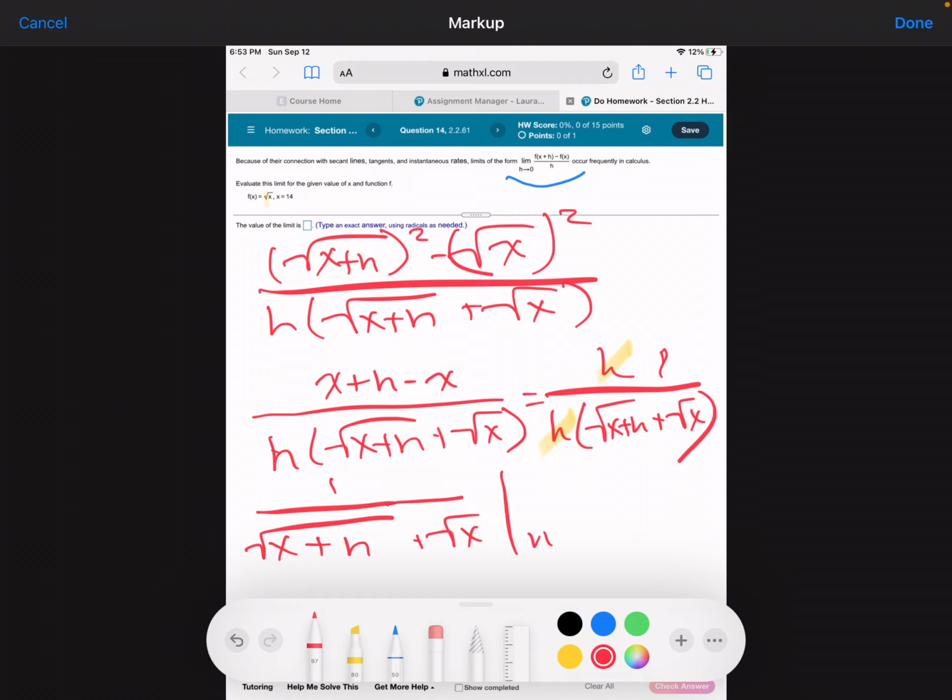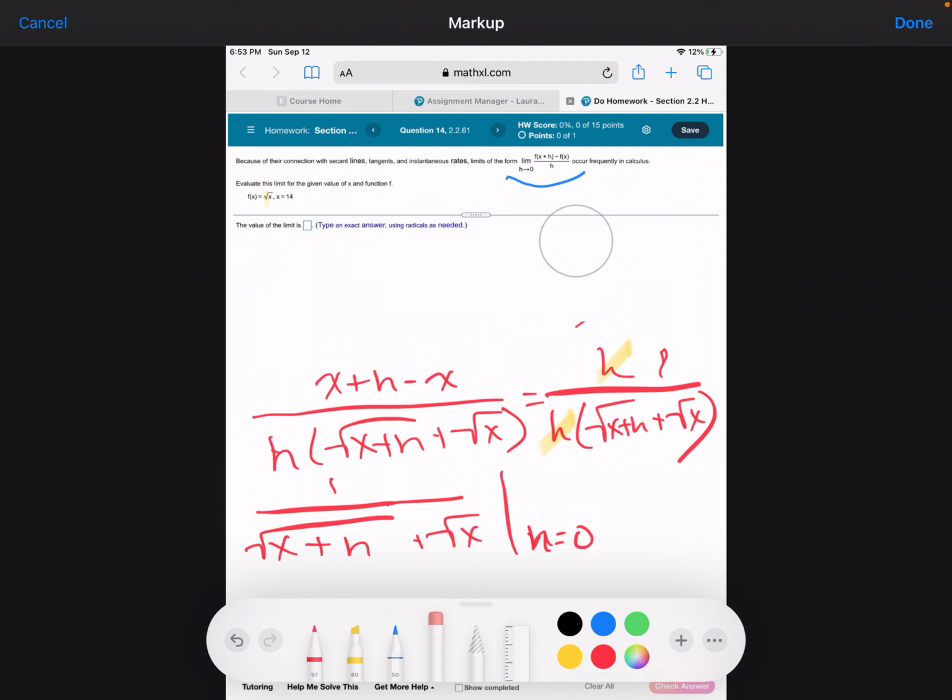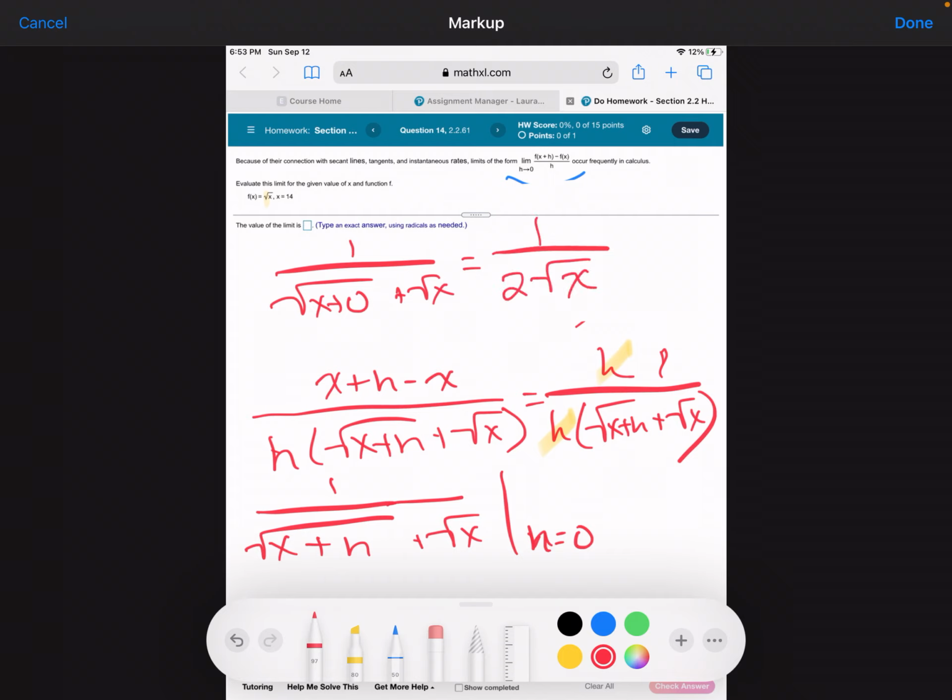So let's evaluate this when h is 0. That's just notation for saying I'm about to look at this when h is 0. So let's plug the 0 back in for h. And we get 1 over the square root of x plus 0 plus the square root of x, which is 1 over 2 square roots of x.